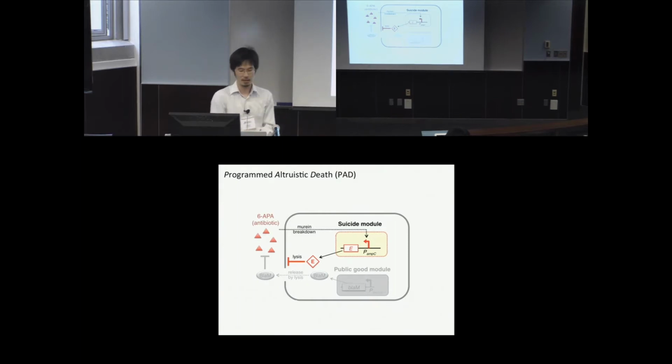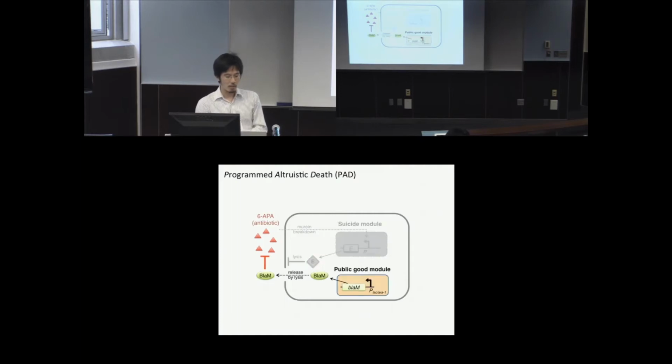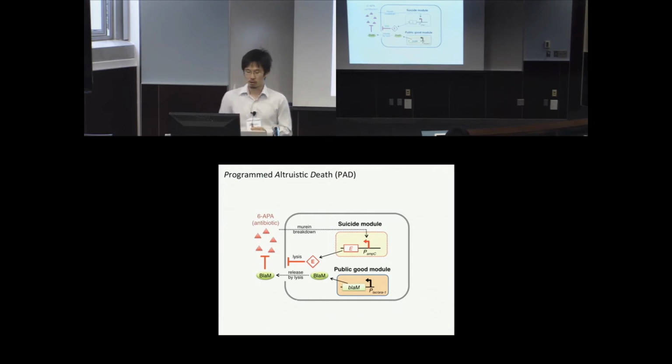So it's suicide, hence the name. The other one, the public good module, expresses a gene called BLAM, which is a modified form of beta-lactamase that can degrade 6-APA once it gets outside, under a controllable promoter. But this BLAM has to be released by cell lysis to degrade 6-APA. So this is the full circuit. I first constructed these modules and experimentally verified the function of each module.